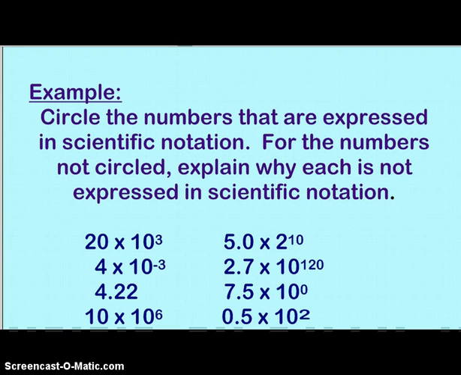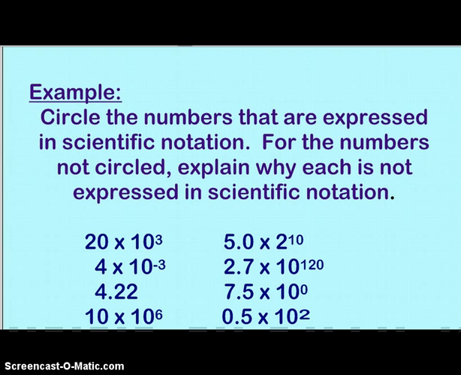Take a look at this example. Circle the numbers that are expressed in scientific notation. For the numbers not circled, explain why each is not expressed in scientific notation. 20 times 10 to the third, yes it is. 4 times 10 to the negative third, yes it is. 4.22 is not in scientific notation.